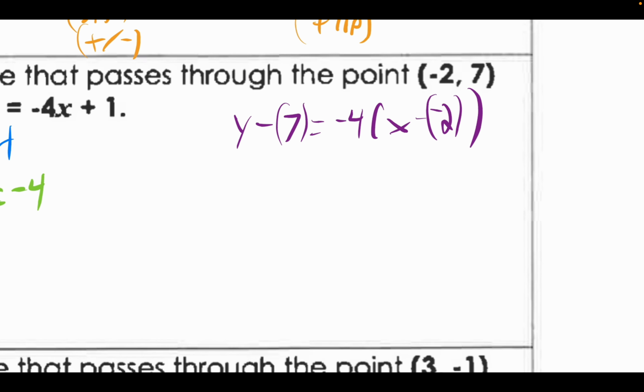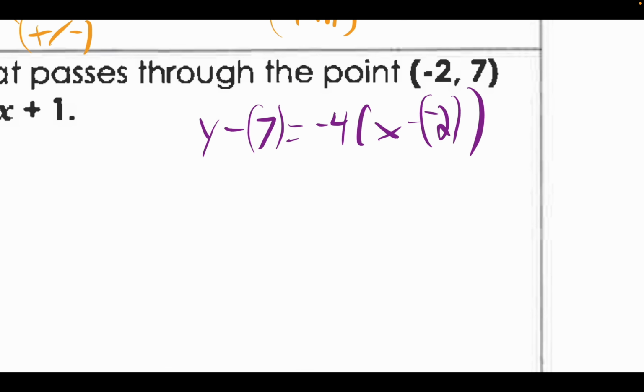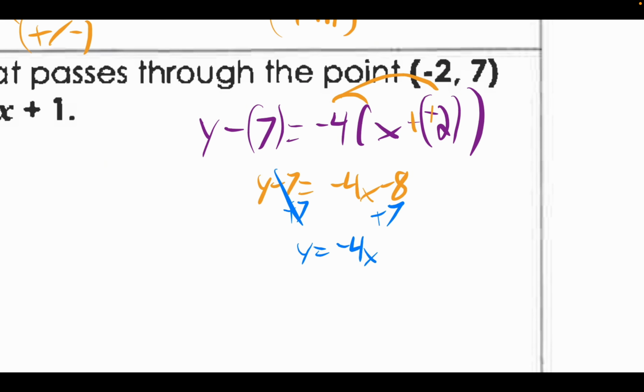So now as we continue this equation, this point-slope form, to turn it into slope-intercept form, I say two negatives make a positive, and I get y minus 7 equals, I distribute my -4, and I get -4x minus 8. I then will add 7 to both sides of the equation, and I get y equals -4x minus 1.